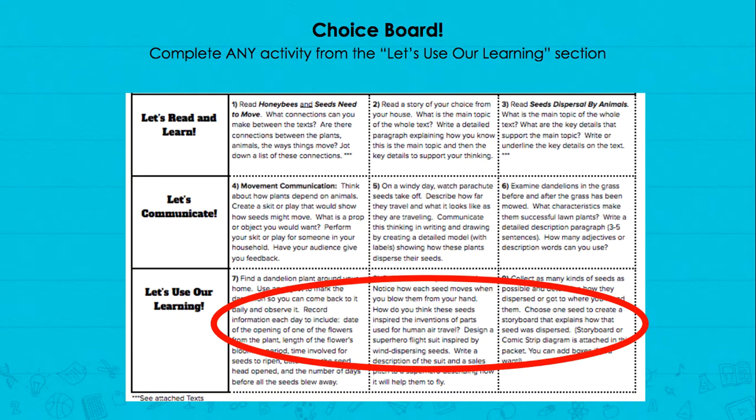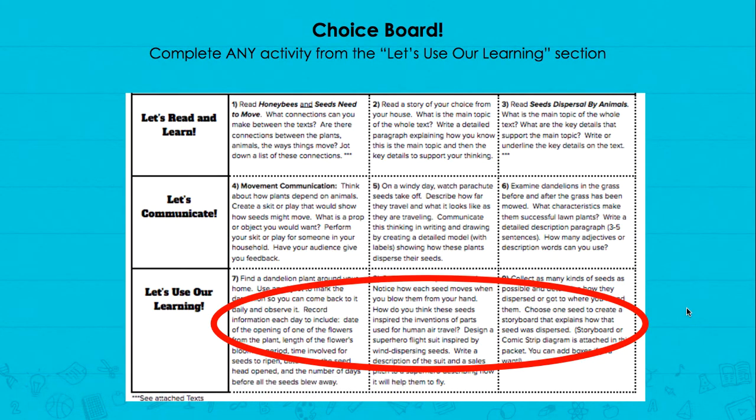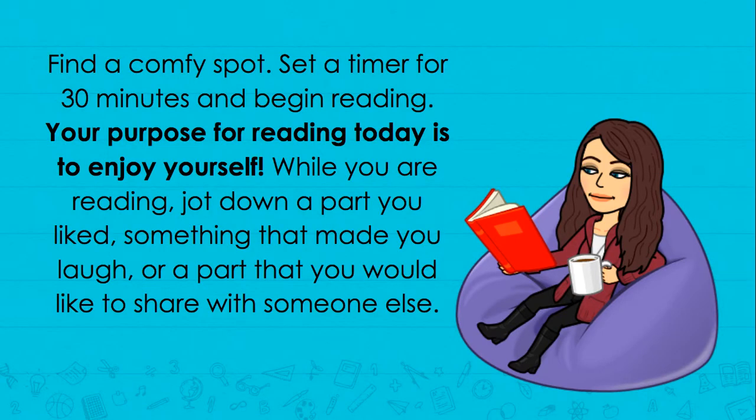Today for reading, you are going to be completing any activity from the Let's Use Our Learning section of your choice board. So this is this last row. You're going to complete any activity. You don't have to turn anything in. Just complete the activity and talk about it with someone at home. When you're finished with that, you're going to independently read today for 30 minutes. And remember, you're reading to enjoy yourself.